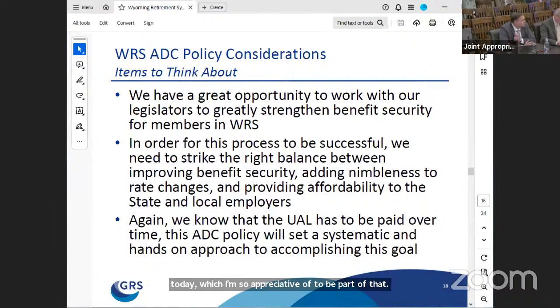In order for this process to be really effective from all the different levels, we have to strike a balance. Benefit security: are we going to be able to pay our retirees what they're owed? Some nimbleness to the rate changes: are we keeping on top of and reacting appropriately and being proactive about those moves in our contribution, while at the same time not burdening the state and our local employers? Those are all the stakeholders that have a say in this. And again, we know that the unfunded accrued liability, the UAL, has to be paid off at some point. So why not have a really great plan to do that?